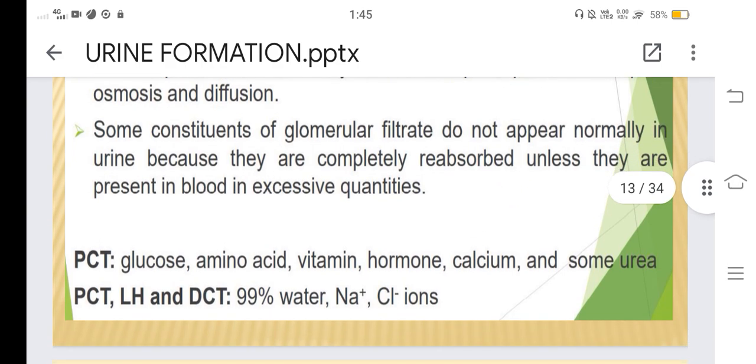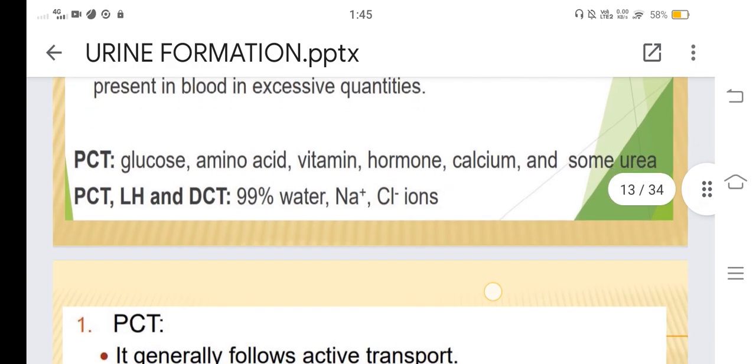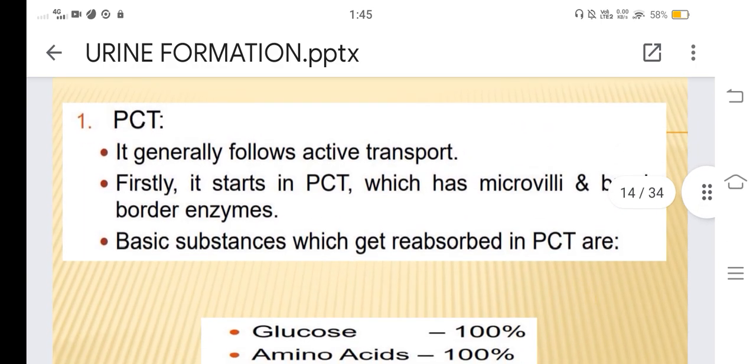Some constituents of glomerular filtrate do not appear normally in urine because they are completely reabsorbed, unless they are present in blood in excess quantities, like in the PCT: glucose, amino acids, vitamins, hormones, calcium and some urea. In the PCT, loop of Henle and DCT: 99% of water, Na+, Cl- ions. What is PCT? Proximal convoluted tubule.